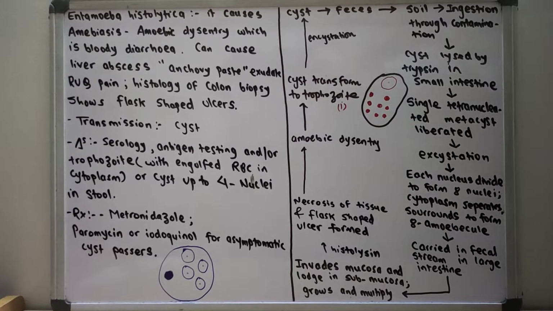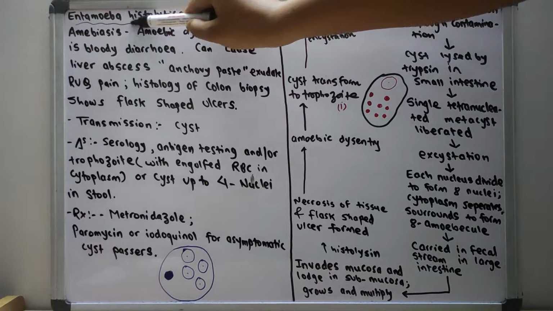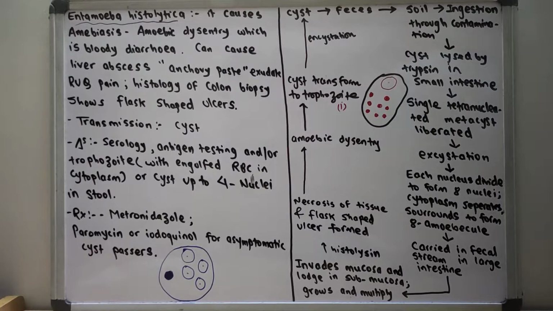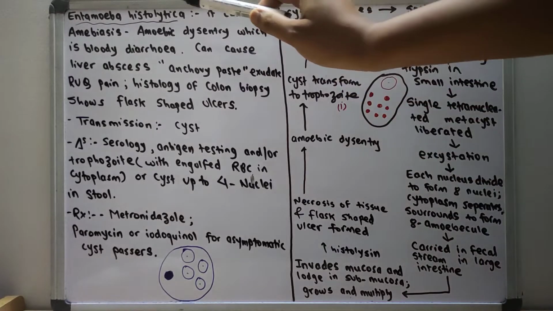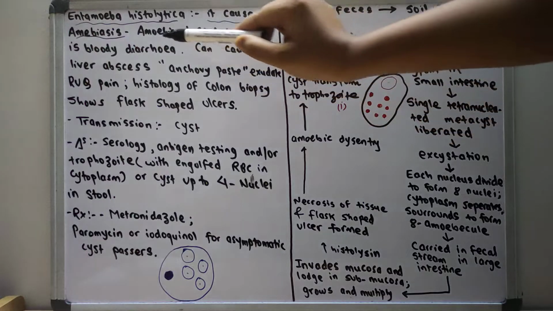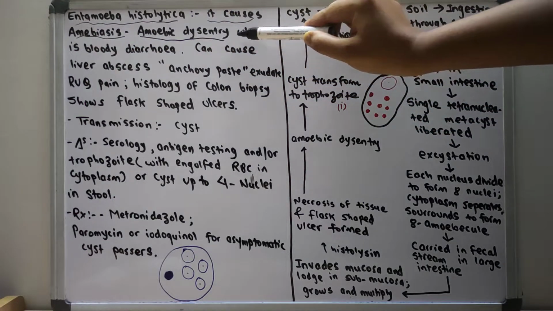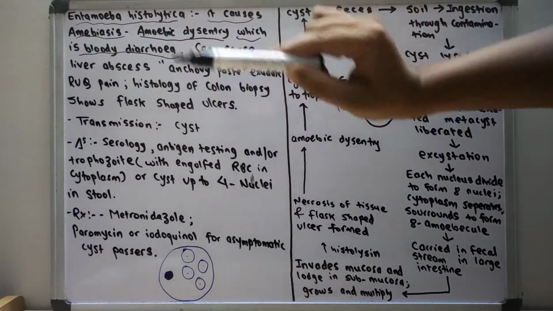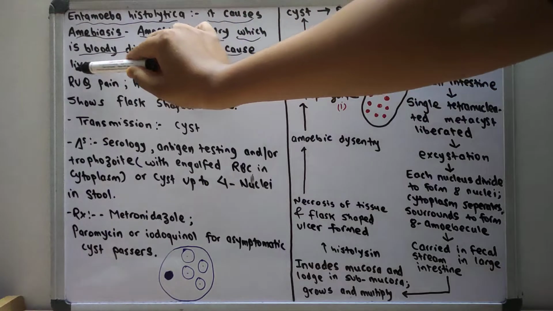Today, let us discuss about the Entamoeba histolytica. So, the Entamoeba histolytica comes under the protozoa, and in the protozoa, it comes under the amoeboids. This Entamoeba histolytica causes the amoebiasis. The amoebiasis causes amoebic dysentery, which is bloody diarrhea, and it can also cause the liver abscess.